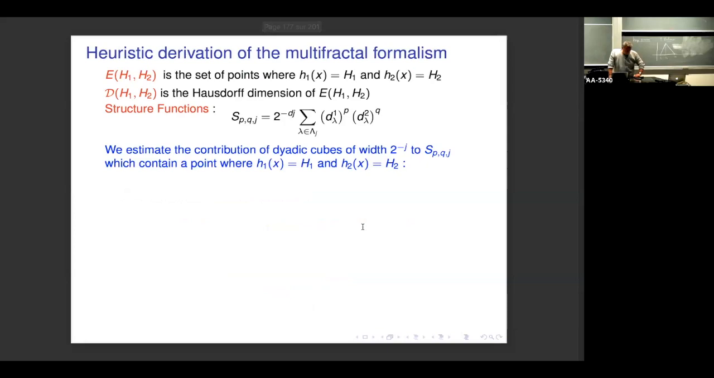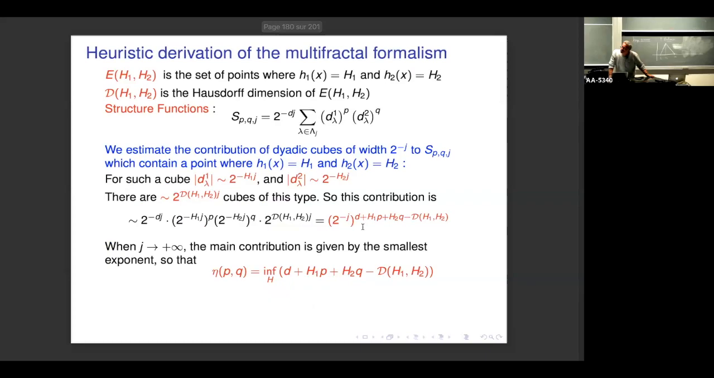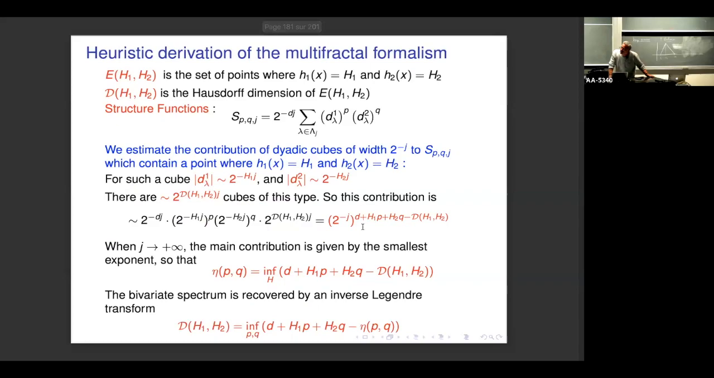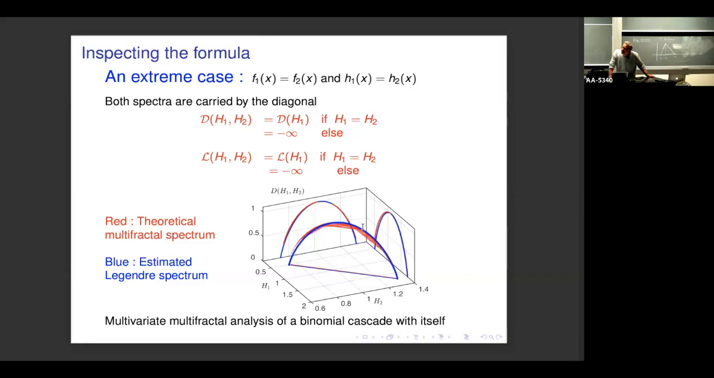I'll skip the heuristic determination because it's wrong. It just shows you why people did expect this formula to hold, but maybe I will just skip that and go to a few examples. So for instance, the most stupid case, you do the bivariate analysis of a function and the same function, and you get what you expect: the first exponent takes a given value, the second exponent, which is the same, takes the same value. So your bivariate spectrum will be supported by a straight line, H1 equals H2, okay?